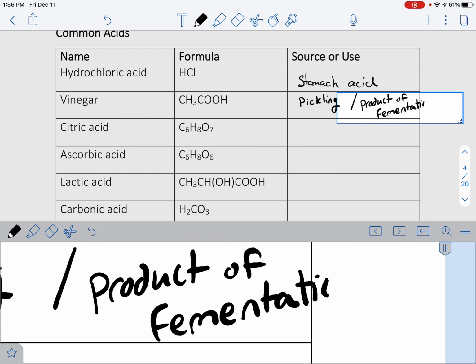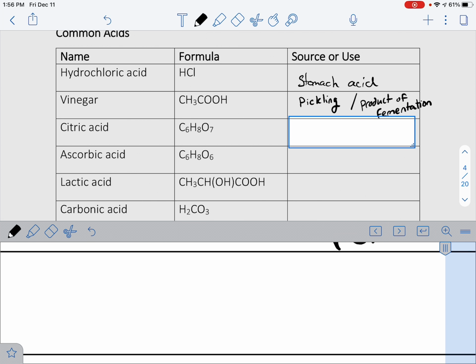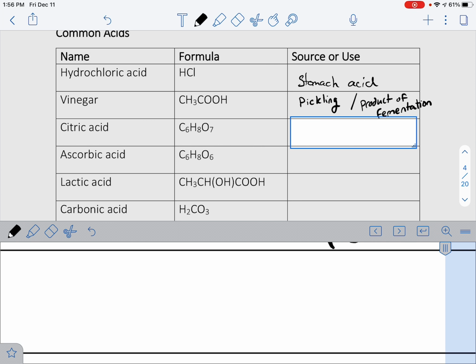So if you have an old wine, or a wine that you were making and you put the wrong type of yeast or wrong type of bacteria in there, it'll start to produce vinegar, and you'll get kind of a wine vinegar. Doesn't taste nearly as good.